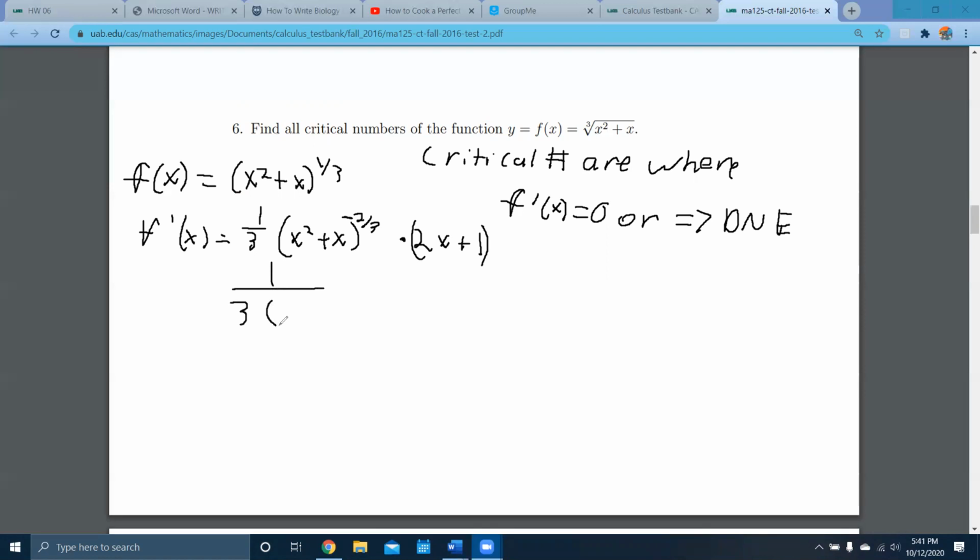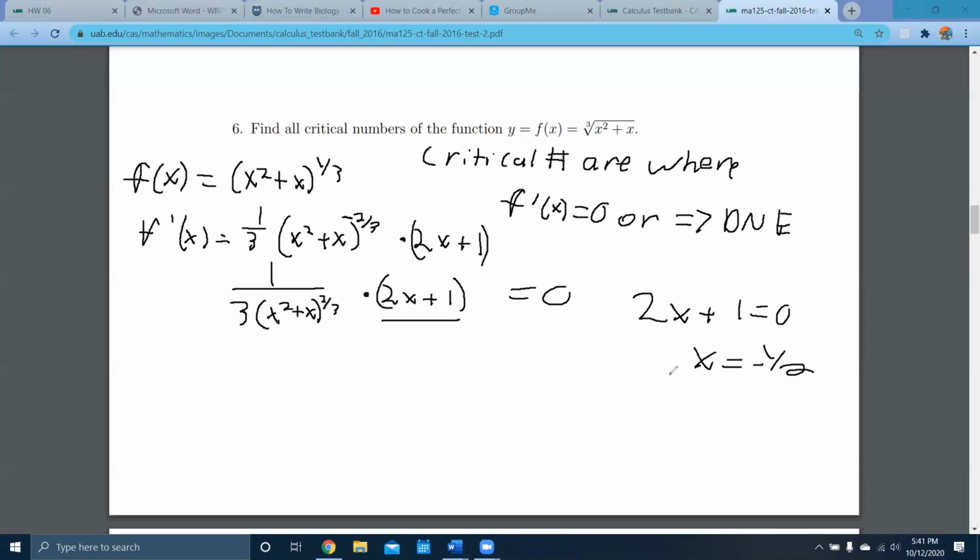So this is going to be 1/3 times the cubed root, or well, let's leave it how it is. It's not going to hurt anything. x squared plus x to the negative 2/3, and this is times 2x plus 1. So now we're going to set it equal to 0. Where is this going to be 0 or where is it going to not exist? Well, first thing we know, if this equals 0, then the whole thing equals 0. So 2x plus 1 equals 0. X equals -1/2. So we know that's one of our critical numbers.